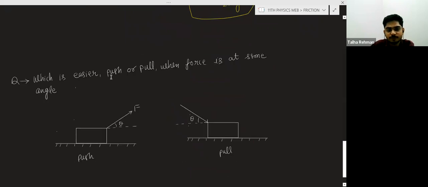Which is easier, push or pull? Basically this is the pushing, and this is pulling. So which is easier, Dibyangi? Just from the analysis, tell, which is easier, push or pull? Means for this block, is pushing on the surface easier, or is pulling on this surface easier?